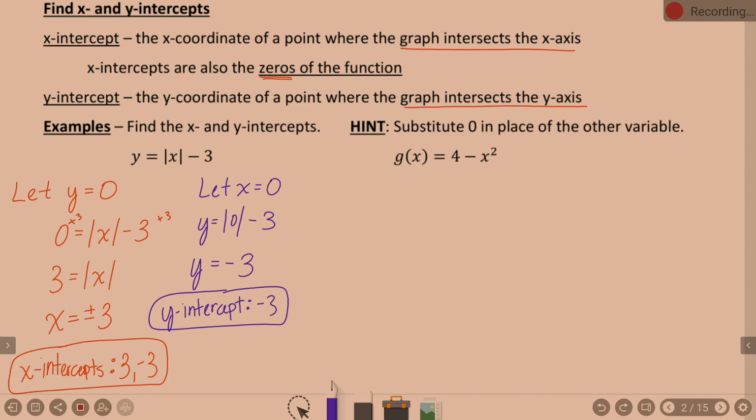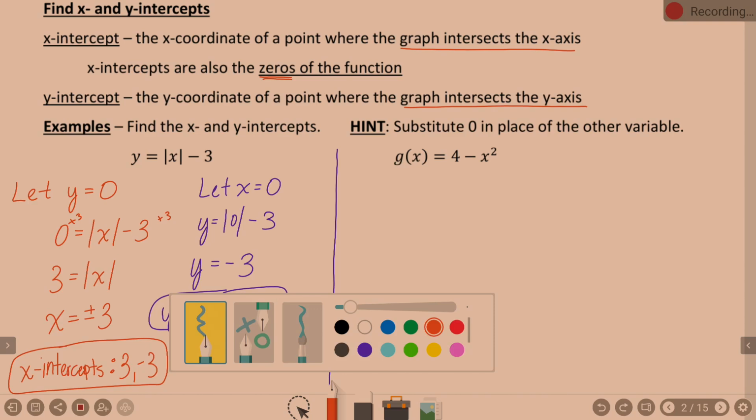Got the idea of what we're doing? Anytime. We do intercepts a lot in math. Okay, that's something that's going to keep coming back. So let's try our second equation. Let's look at g of x.